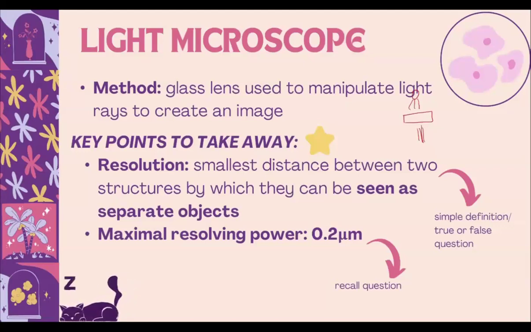So a light microscope's maximal resolving power is 0.2 micrometers. Important question, this can come as recall. And for resolution, it is a definition, so it can just come as a definition. They're like, which one of these is the definition of resolution, or is this a definition of resolution, true or false, and so on and so forth.